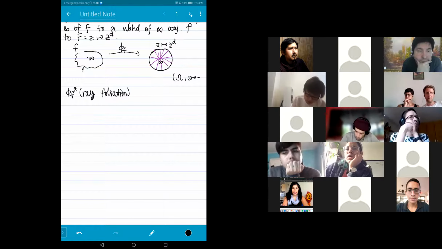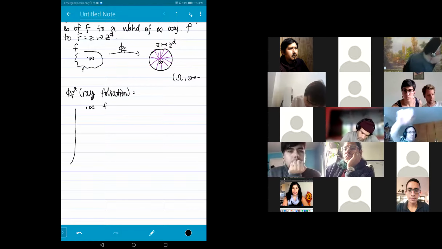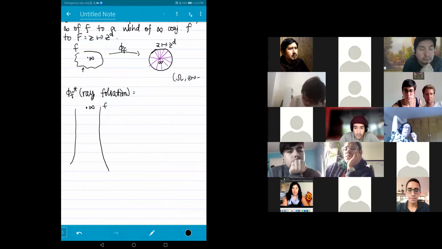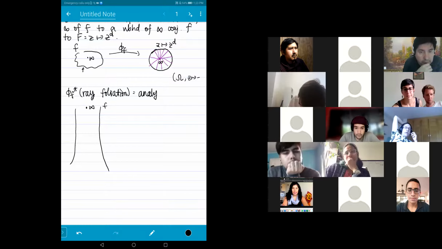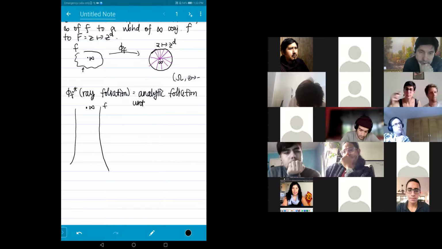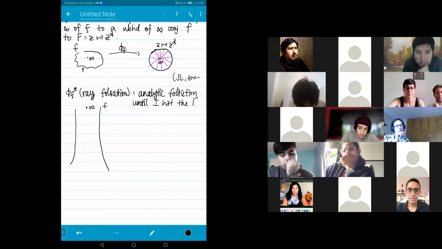And what I get on my dynamical plane, so this is, again, infinity, and this is the dynamics for f. Right? So what I get is I can consider this as a vertical cylinder. So I get an analytic foliation until I hit the first critical point.